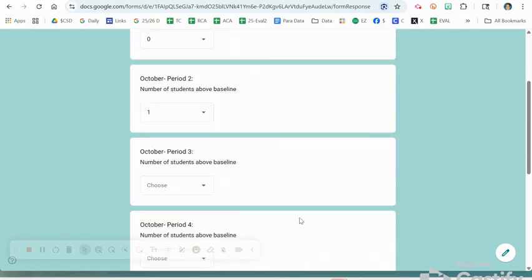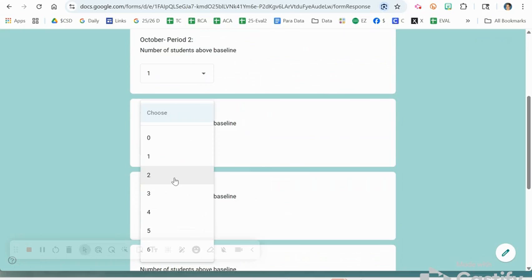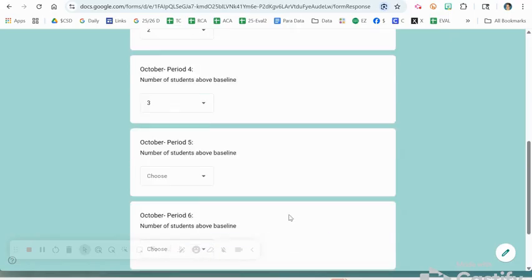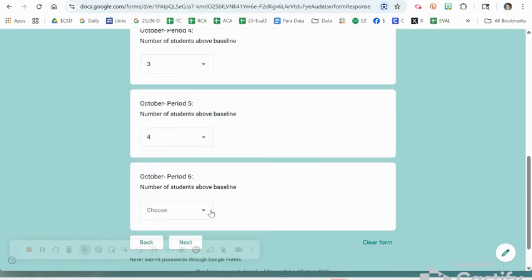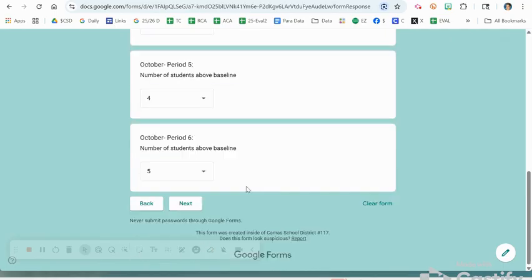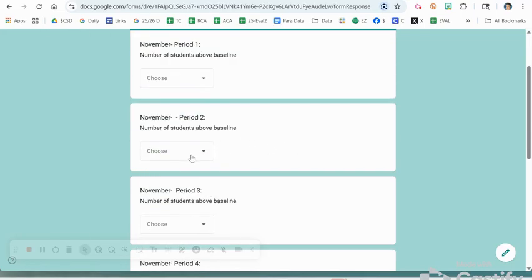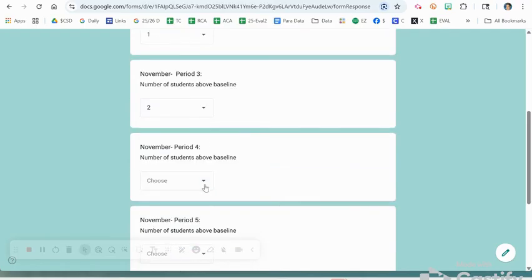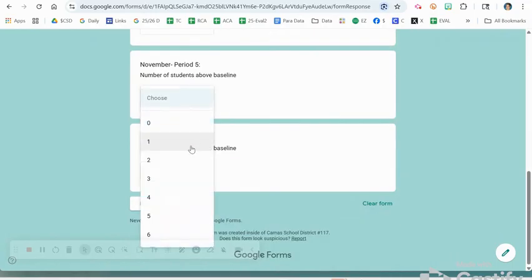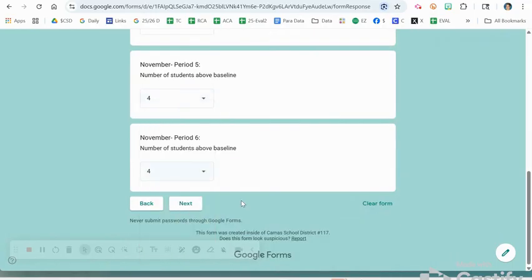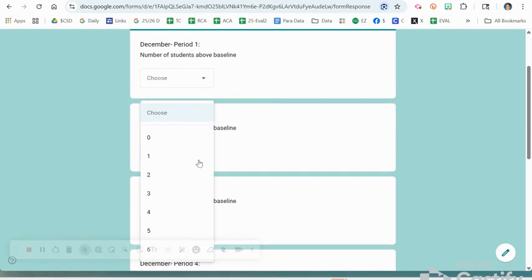But I'm going to say period 2 had 1, period 3 had 2, period 4 had 3, period 5 had 4, and period 6 had 5. Period 1, I'm going to leave that blank so you can see the difference. We're going to go 1, 2, because of course numbers didn't change. Next, leave it blank again.